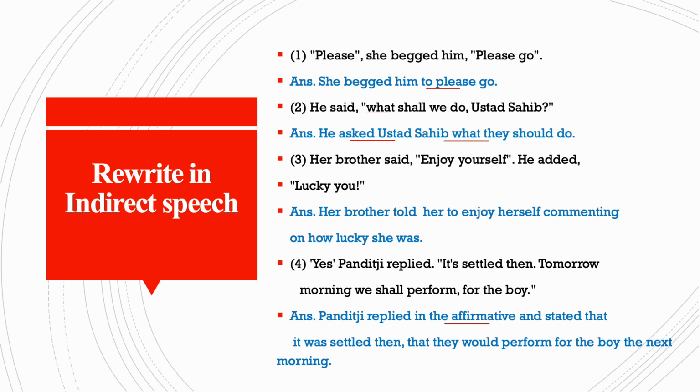The first one, please go. So here we have an imperative sentence. So what are we doing in here? We are going to add an infinitive, that is to please. The next one, it's a WH question, so we are repeating the WH word again in this sentence and you make it into a statement form. Also use the word asked. Next one also, there's a statement given accordingly. Her brother to her to enjoy herself, commenting on how lucky she was.